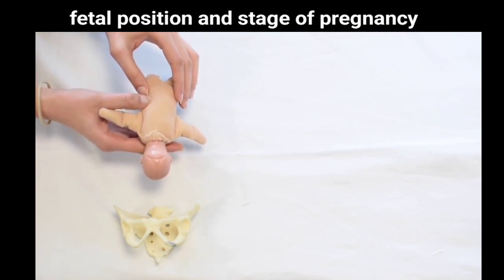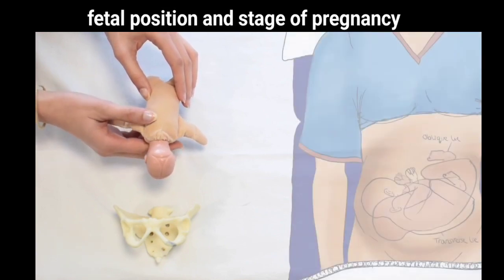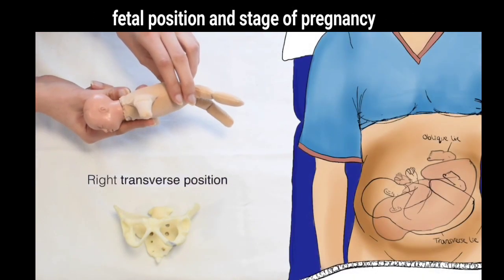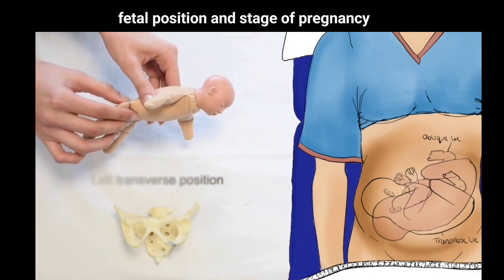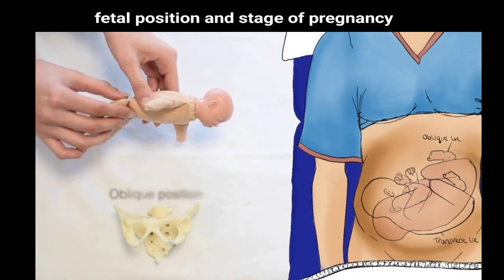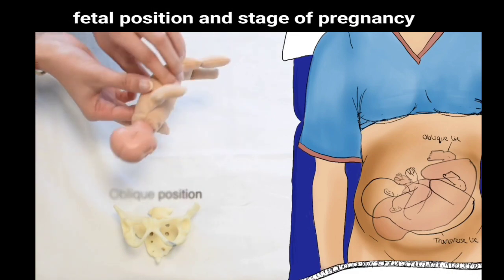The baby could also be in the following two transverse positions: a right transverse position and a left transverse position. Less commonly, the baby could be in an oblique position, right or left.